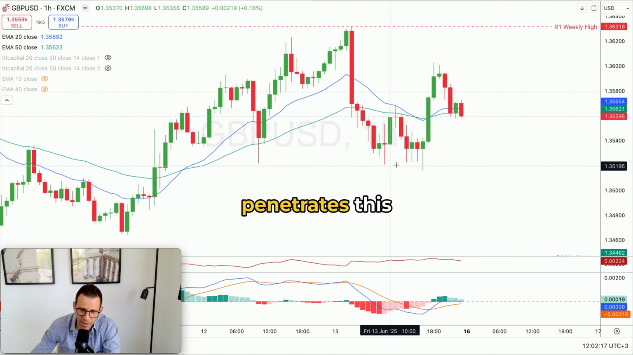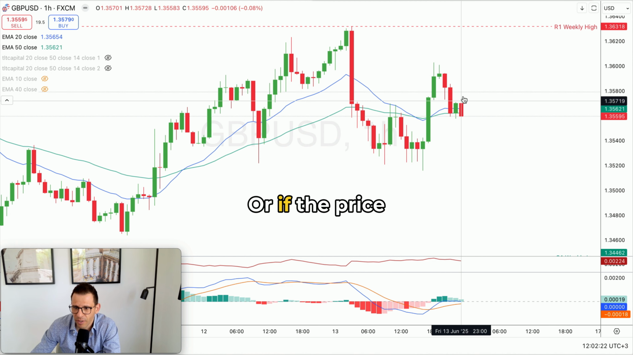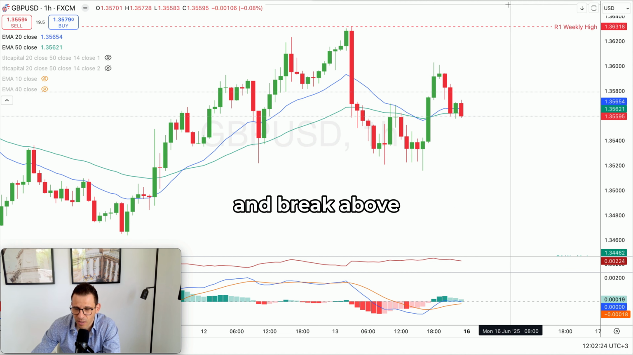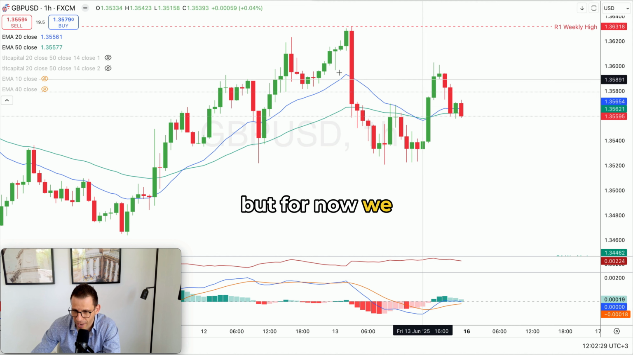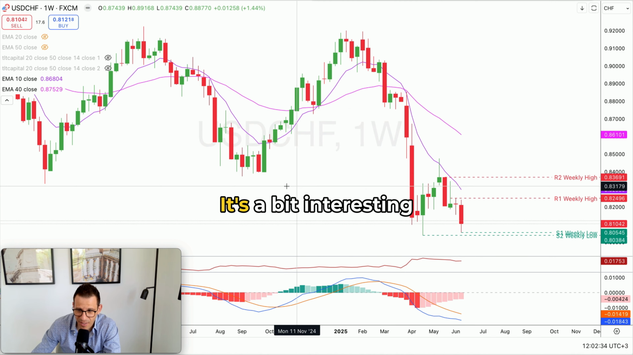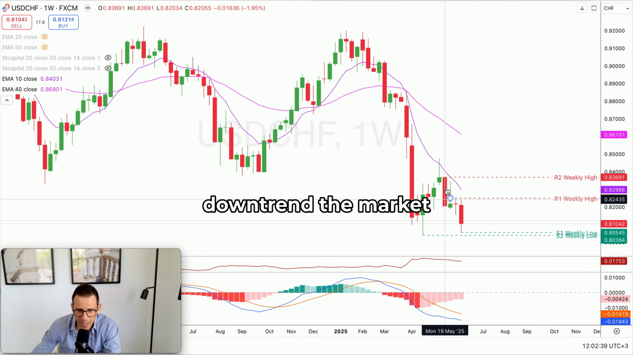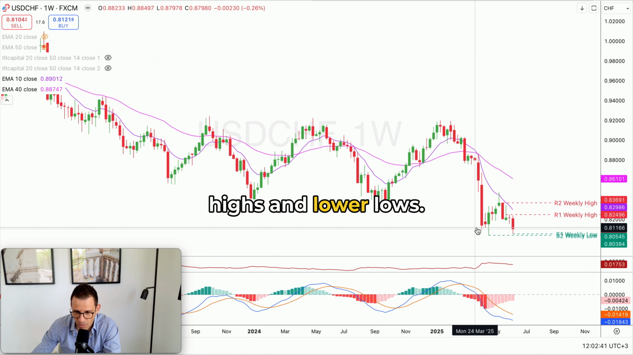If the market penetrates this support, then we are good to go to target the next support here. Or if the price reaches the resistance and breaks above it, we can look for some long positions. But for now, we have to wait. Next one, USD/CHF. It's a bit interesting, this one. In a strong downtrend, the market kept making lower highs and lower lows.